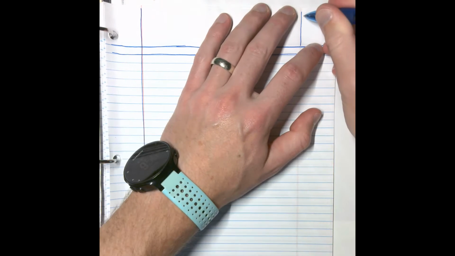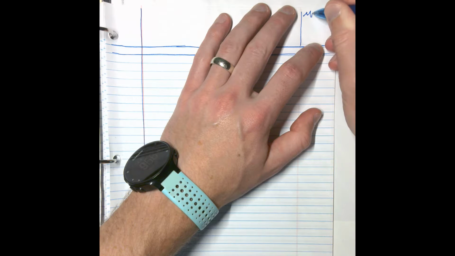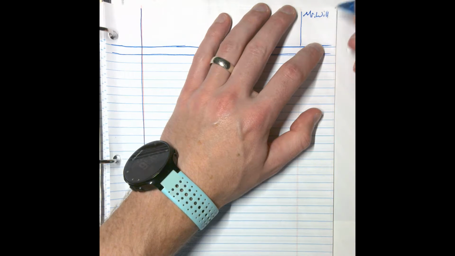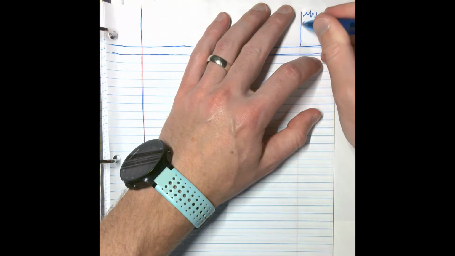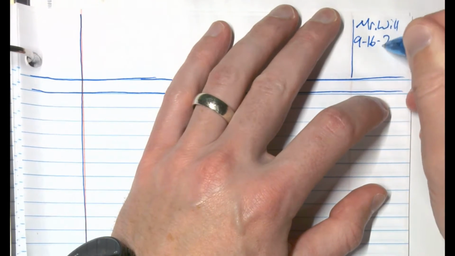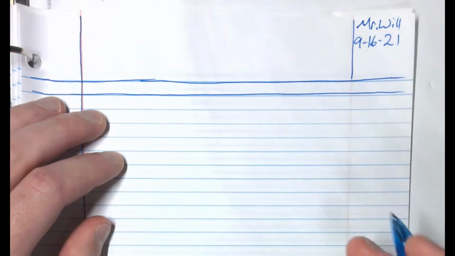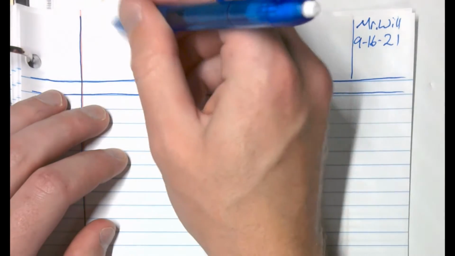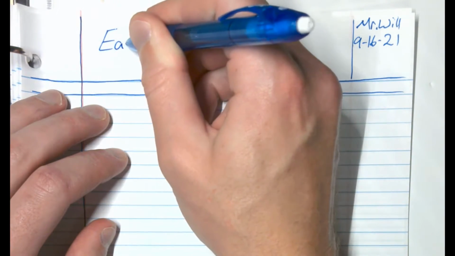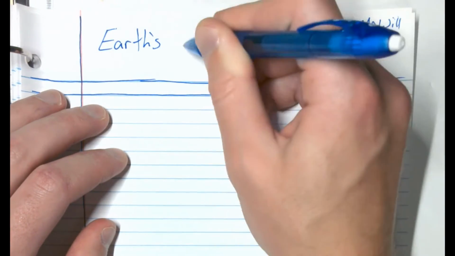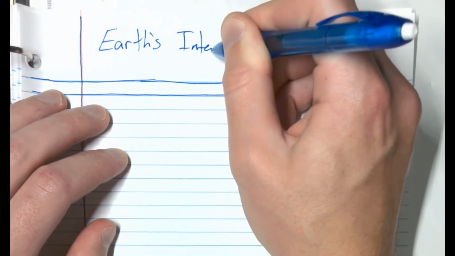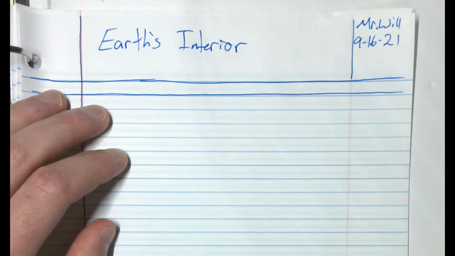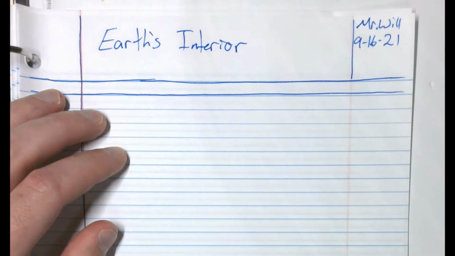And then we got our little section over here where we put our names. So you would put your name, I'll put Mr. Will. And then the date, 9/16/21. Okay, so we got the date. The title for this one, we're going to talk about the Earth's interior. All right, the Earth's interior.